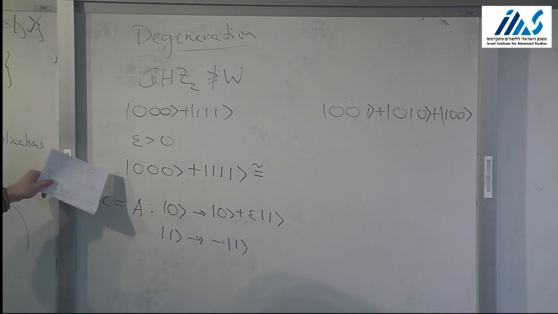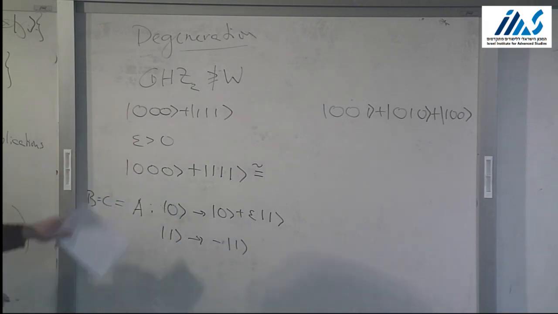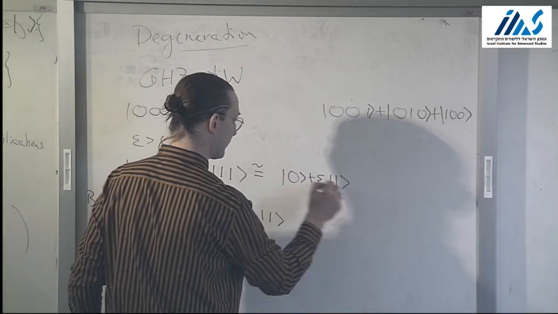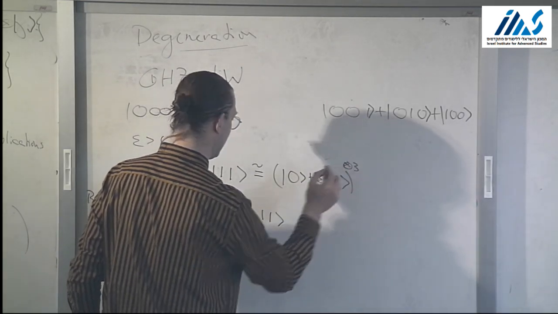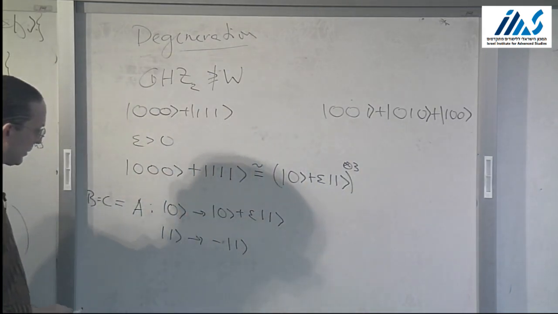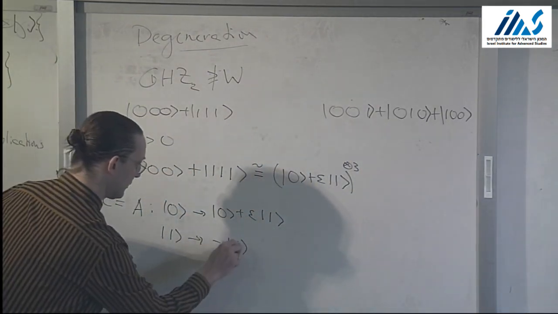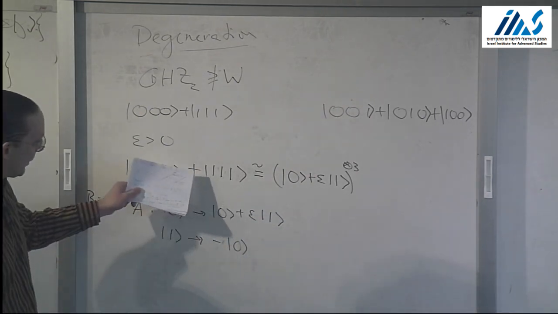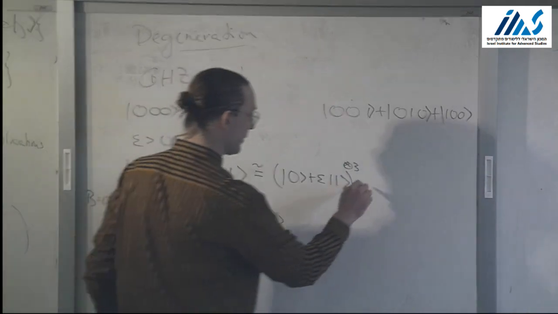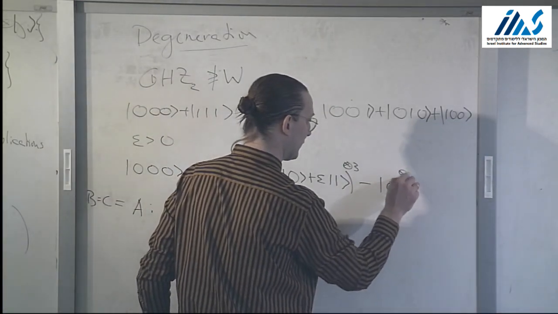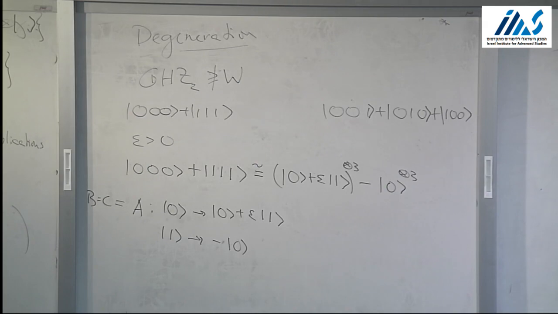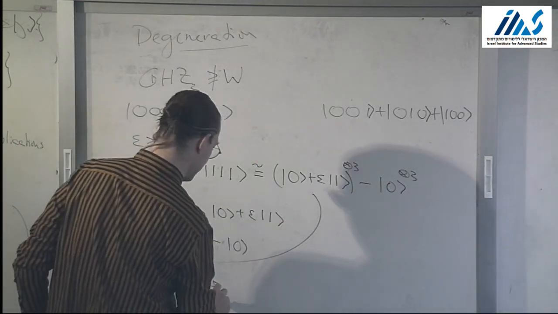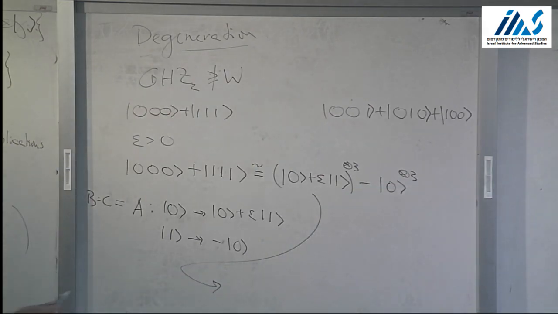So what happens to this is that instead of 0,0,0, I now get (0 plus epsilon 1) tensor 3. And instead of 1,1,1, oh, no, sorry, this was supposed to be 0. It's still a linear transformation. I get minus 3 times, so that's still minus. And then I get 0 tensor 3. Okay, very good. So you think of epsilon being small.